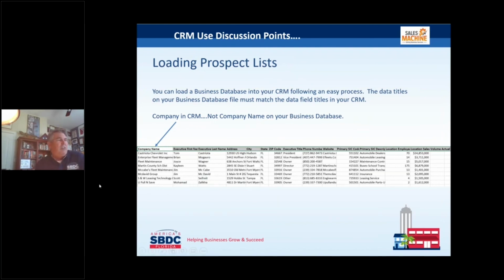This is the typical format I recommend, and here's why. It's the simple format. There's no extraneous data in there. So think about it this way, what's the company name? Critical. Executive first, last name, critical. Where are they located? What's the title of the executive? Telephone number, website, all pretty important. Primary SIC code.